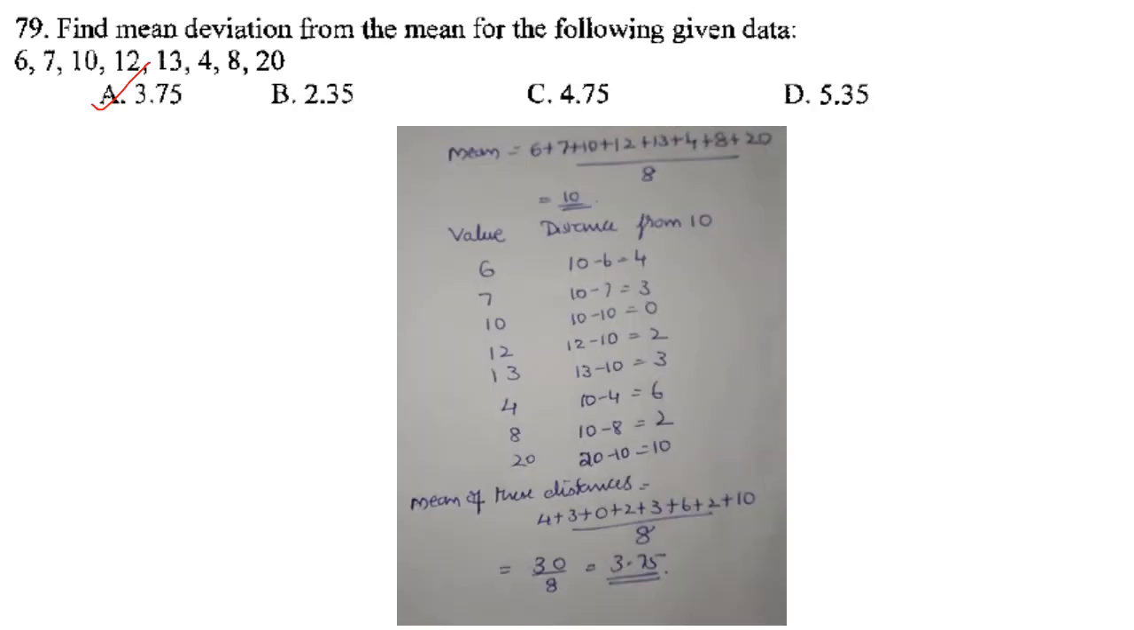The next one, find the mean deviation from the mean from the following data. So this is the data that is given. So first we have to calculate the mean. So add everything, and how many are there? Total 8 are there. Divide by 8, you will get 10. Then these are the values that they have given, and distance from the mean, that will be 4, 3, 0, 2, 3, 6, 2, 10. Now mean of the distances. This particular distances we have to calculate the mean. So add everything together, divide by 8, you will get 3.75. So the answer here is option A, that is 3.75.